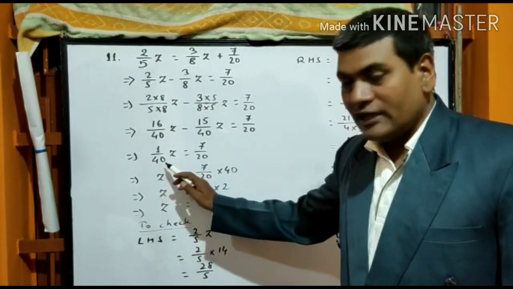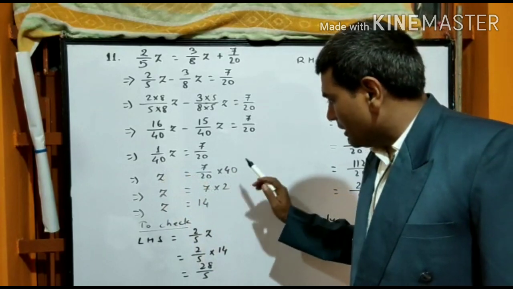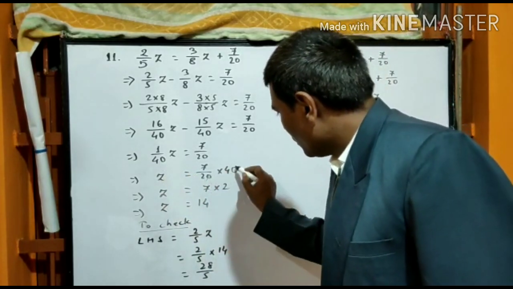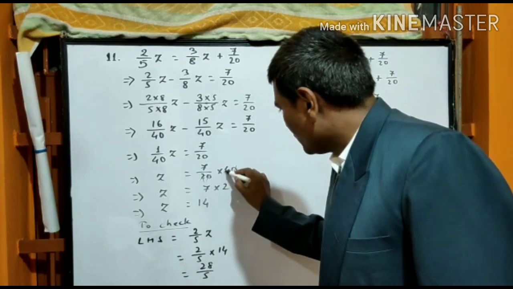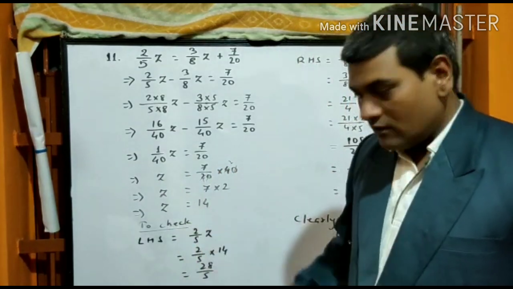Here z is at the place of denominator, that means divisor. So here it will be multiplier. 0 cancel. 2 1s are 2 and 2 2s are 4. 7 2s are 14. z equals 14.